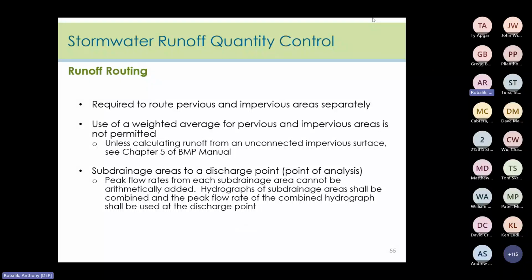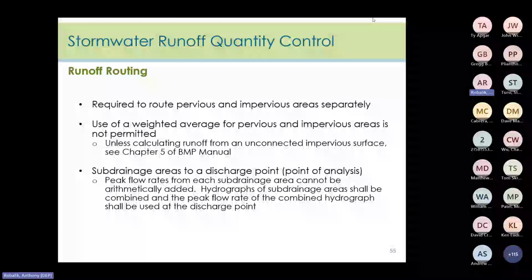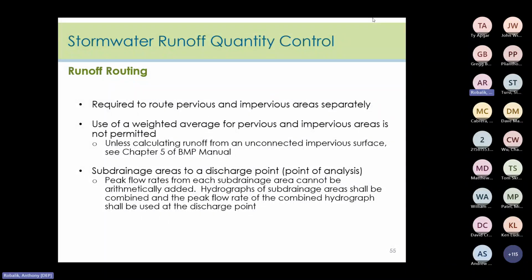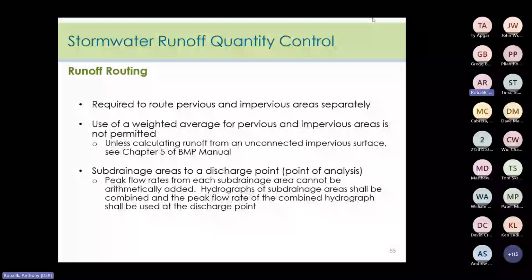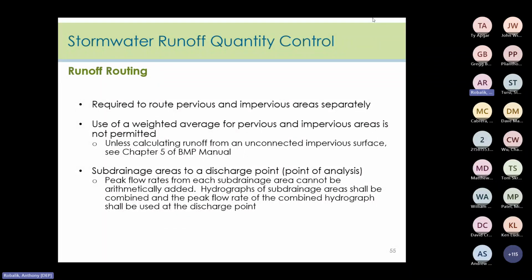Okay, moving on to talk a little bit about runoff routing. As you know, runoff from pervious and impervious areas is required to be routed separately. This is something that was required in our stormwater management rules. It's the reviewer's job to make sure that this has occurred and that the areas are routed separately. And this can be verified by confirming that the modeling printouts provided do not show a composite curve number. If the reviewer sees that a weighted average of pervious and impervious areas was being used, they should note that as being incorrect. And please take note that Chapter 5 of our BMP manual has some examples and information if there's unconnected impervious area being proposed on site.